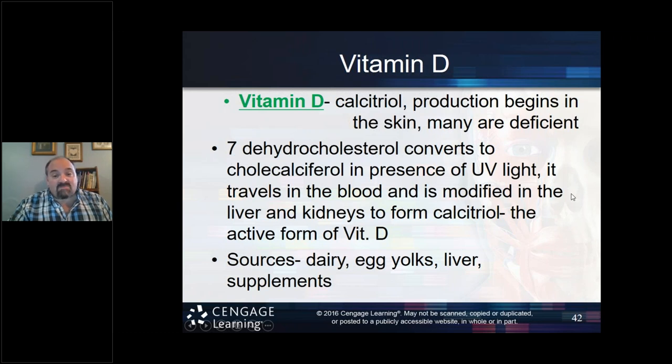travels in the blood and is modified in the liver and kidneys to form calcitriol, which is the active form of vitamin D. And it's a hormone, it's very important in processes that take place within the body. And I can tell you, just from a mood point of view, it can absolutely affect your mood, and low levels of vitamin D can lead to depression as well as inhibit other functions in the body.